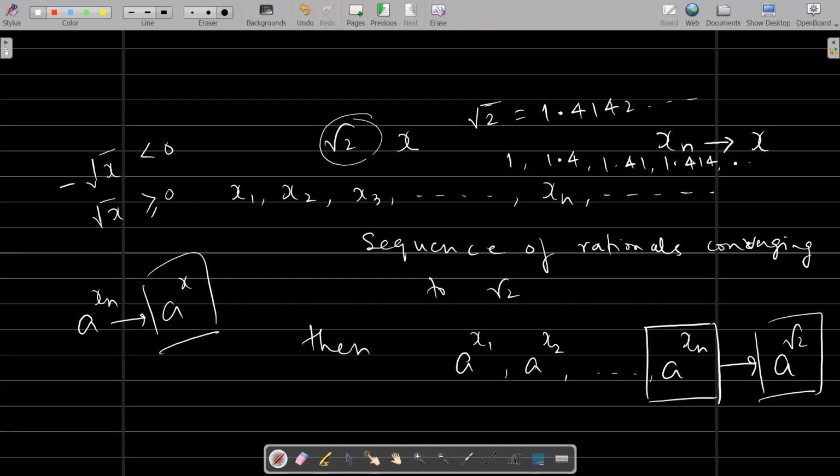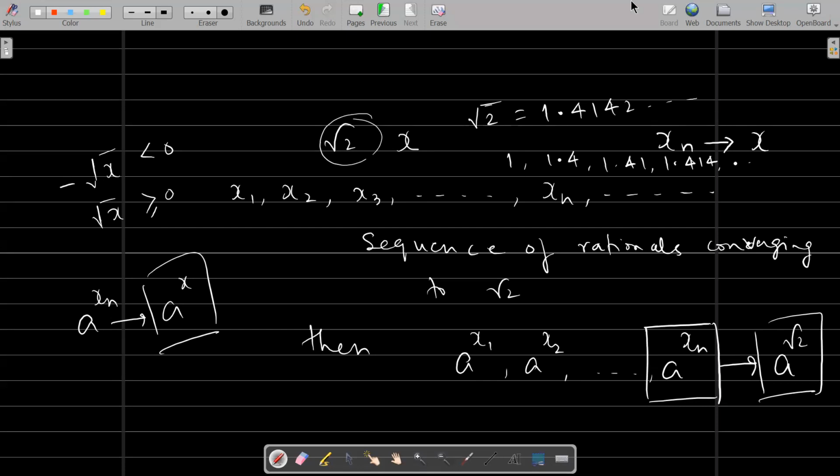This is one example. It's not the only sequence which converges to root 2. There will be infinitely many sequences converging to root 2, so you can choose any such sequence and go via that sequence. Do we just have to take many terms of that sequence and see where it's converging, or is there a better method? Okay, thank you.